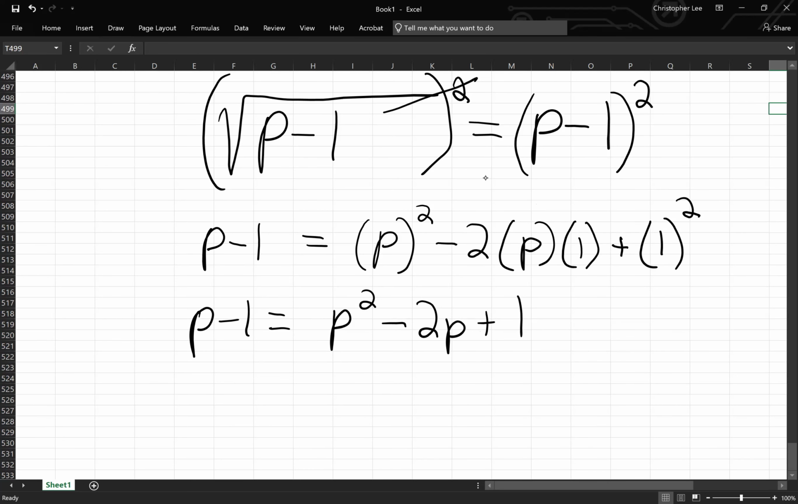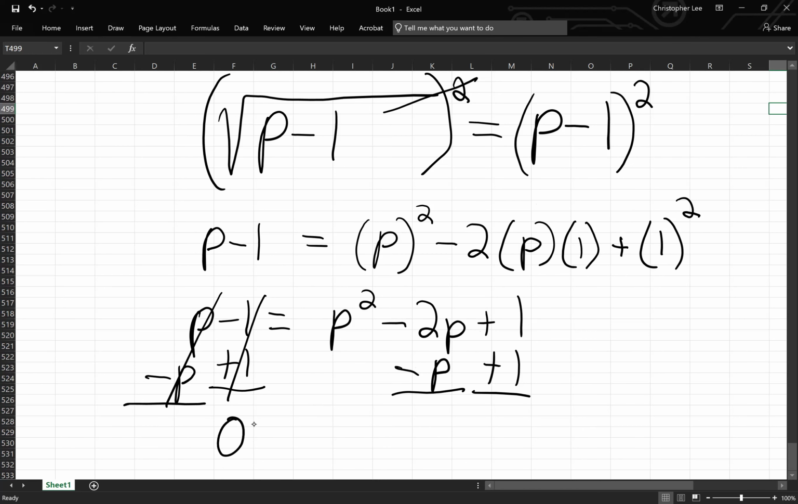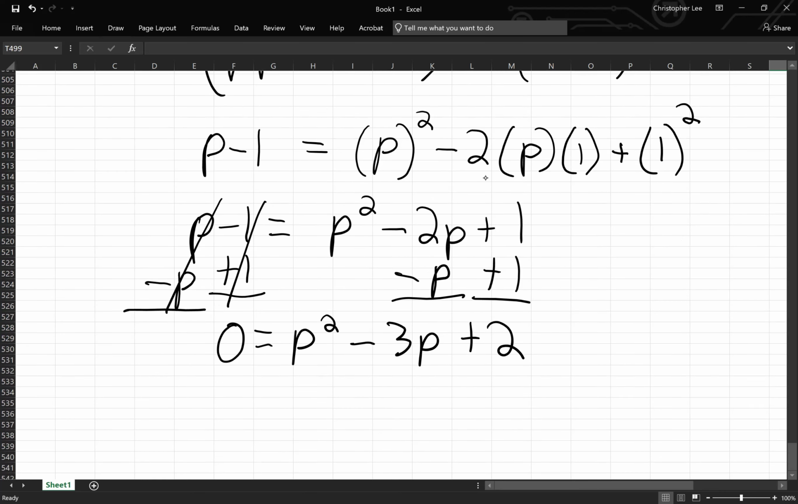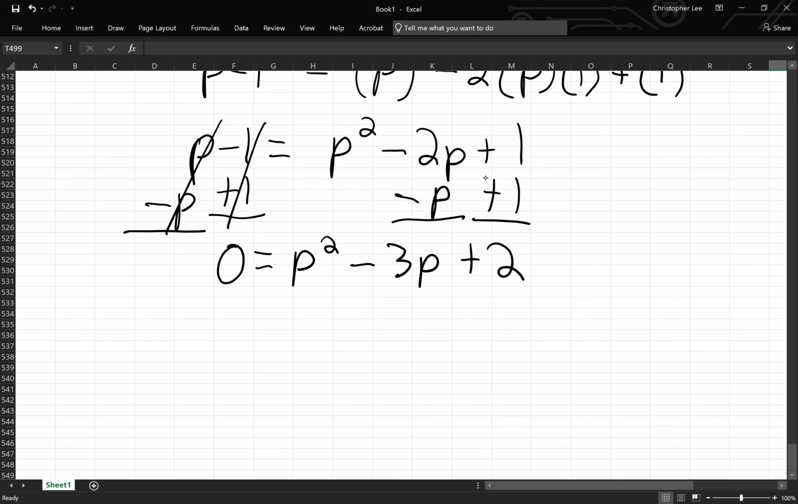And then now you can just put everything on one side. I'm going to add 1 over here. What I do to one side, I got to do to the other. I'm going to subtract p from over here. What I do to one side, I got to do to the other. So now I have 0 is equal to p squared minus 3p plus 2, right? And you already know what we're going to do next. We're going to factor this, solve it for 0, all that good stuff. So this will be 0 is equal to, what's this? P minus 2, P minus 1.